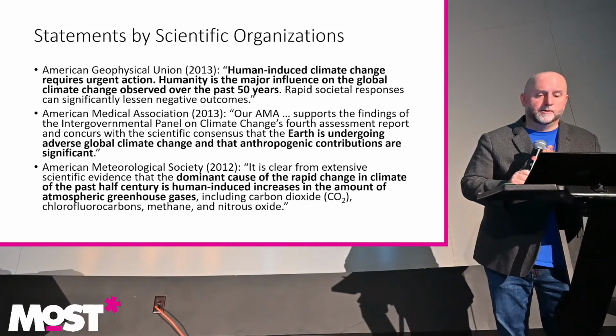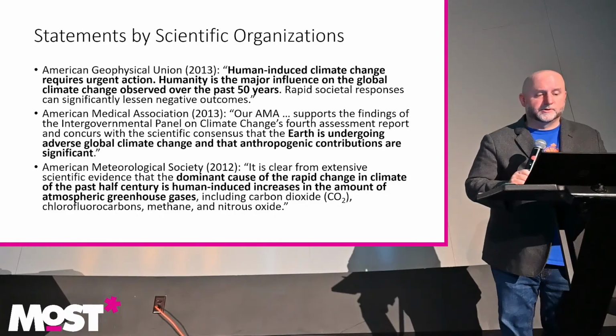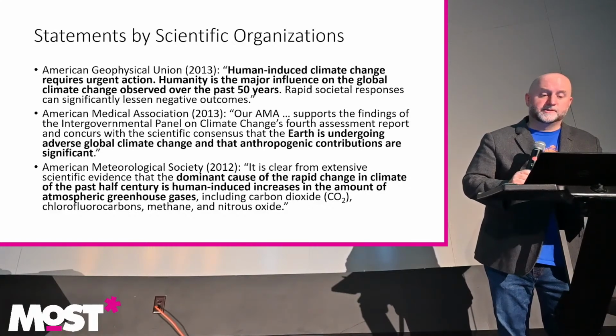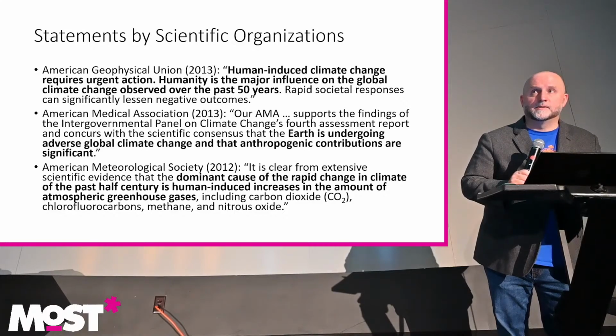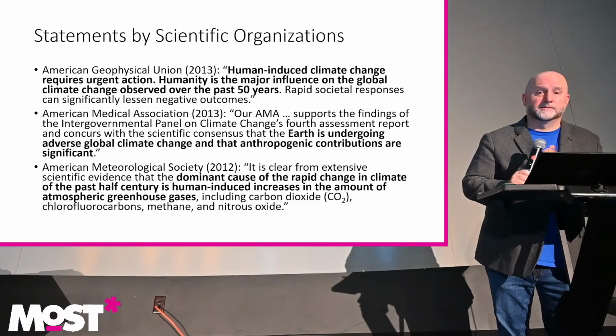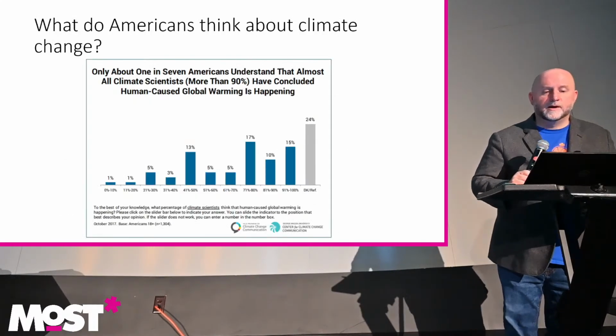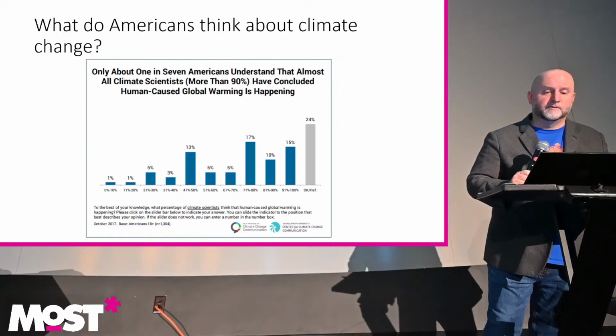American Medical Association: Earth is undergoing adverse global climate change, and they agree that anthropogenic contributions are significant. American Meteorological Society: the dominant cause of the rapid change in climate over the past half century is human-induced increases in the amount of atmospheric greenhouse gases. Now, these are the organizations of scientists who study this and the impacts of it, right? So the scientific community is in no way ambiguous about this. It's a real problem, right? But still, only about 1 in 7 Americans understand that almost all climate scientists have concluded that human-caused global warming is happening. That's a big deal.